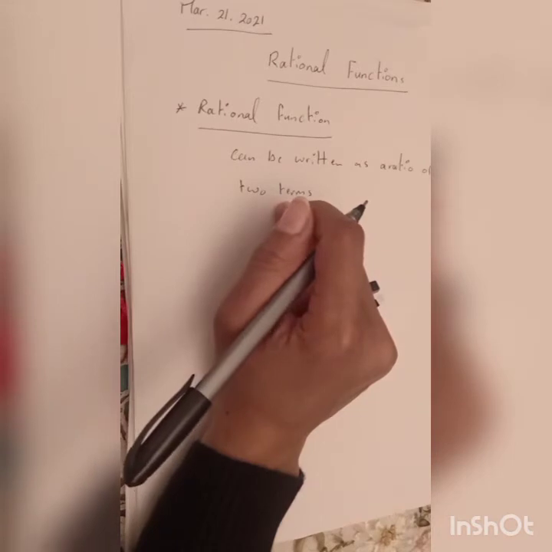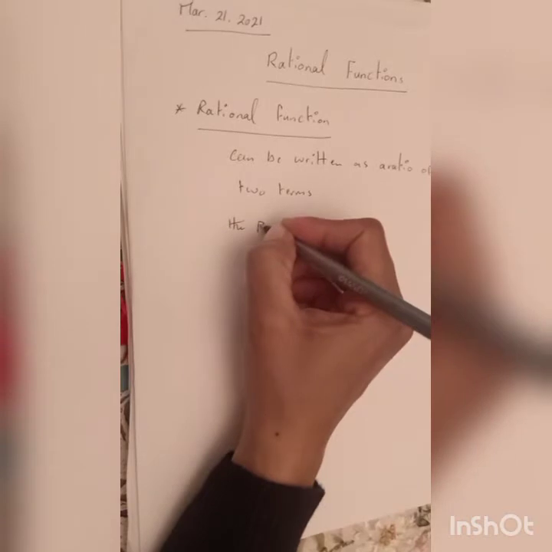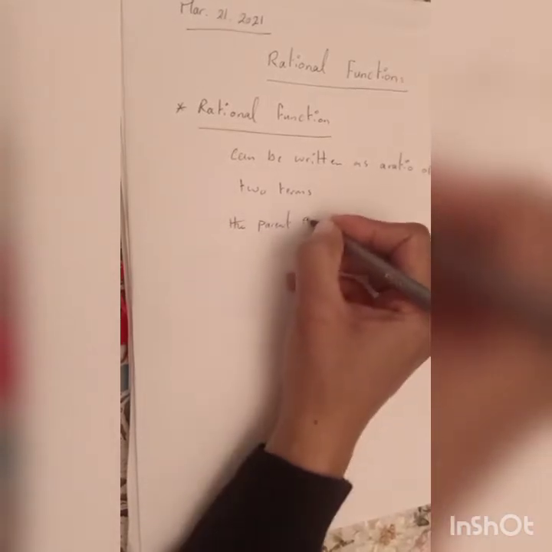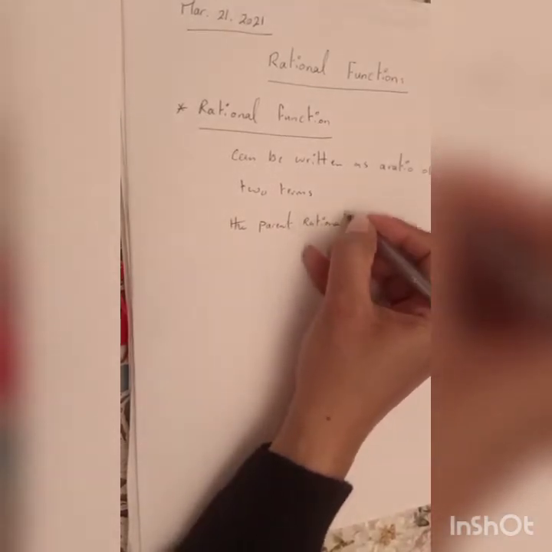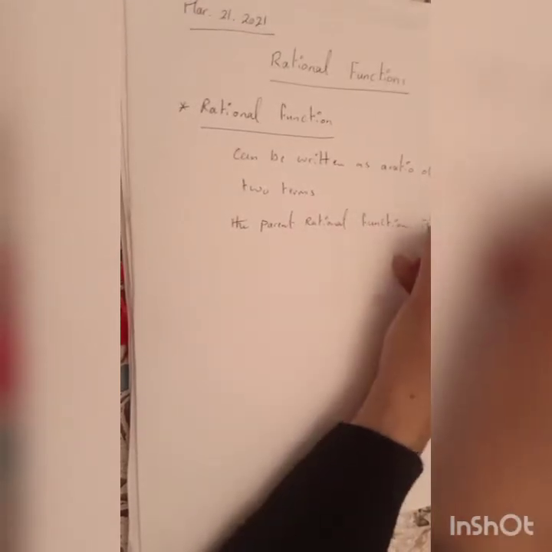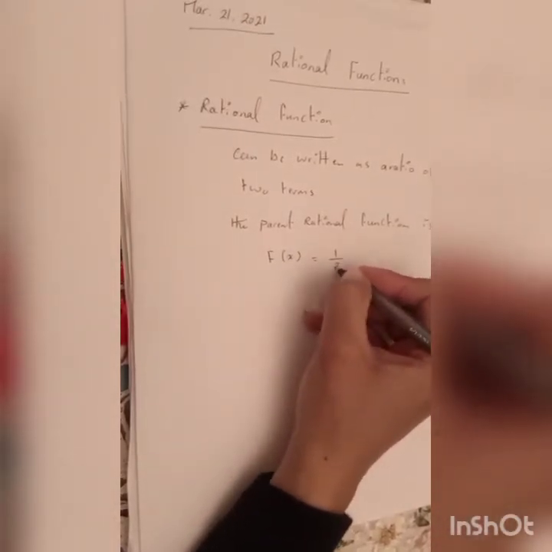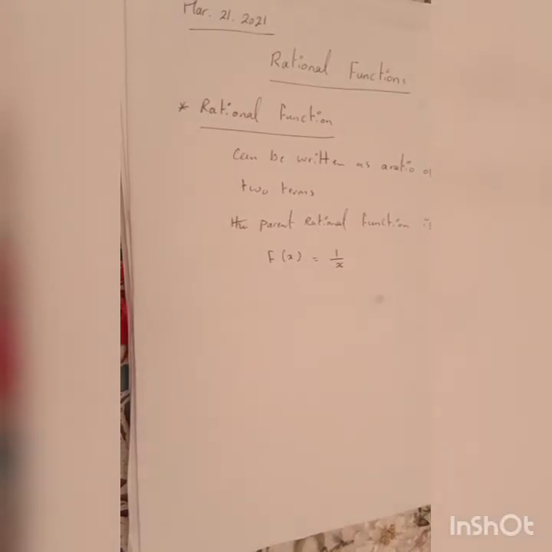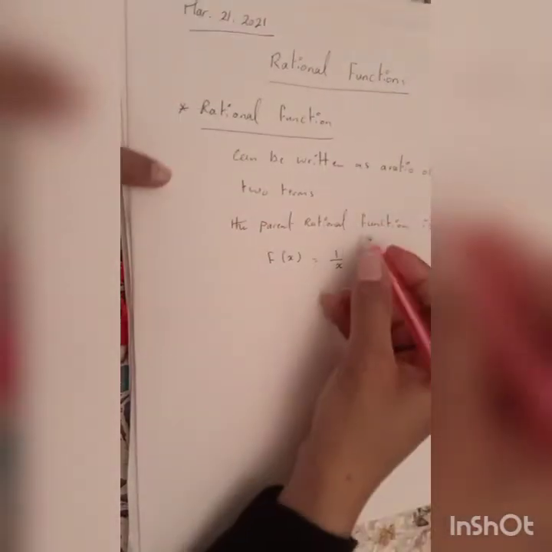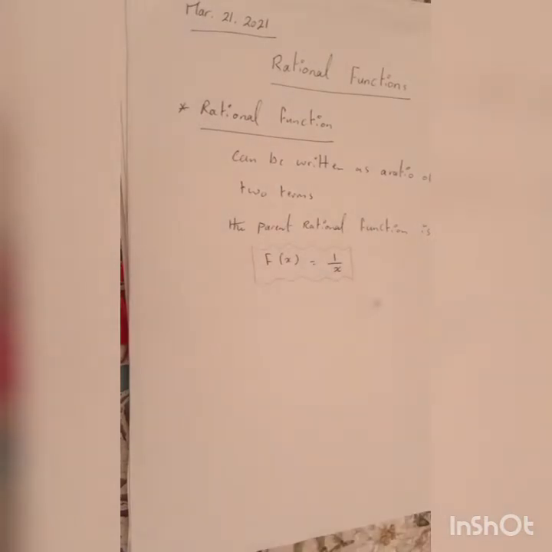What is the parent function? What is the parent rational function? The parent rational function is f of x equals 1 over x. This is the form of the parent rational function. Okay.